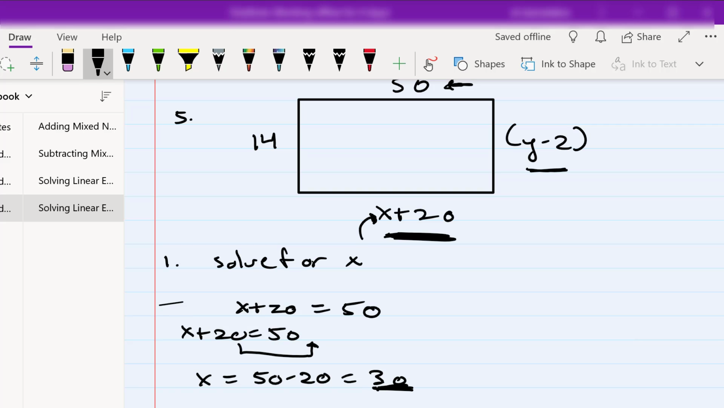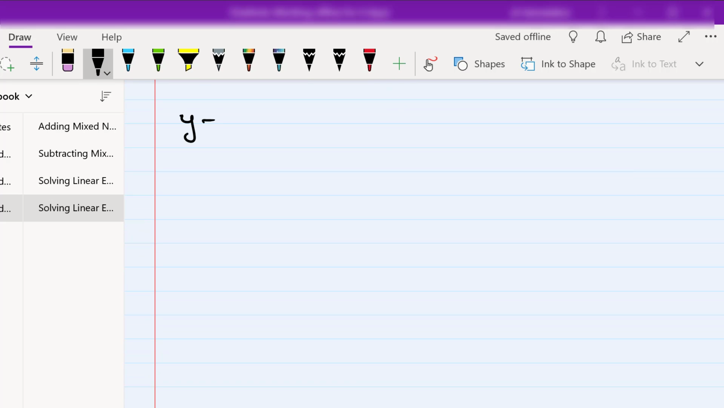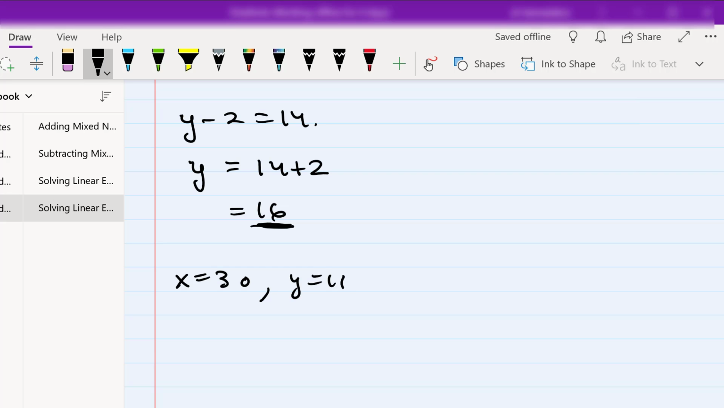Now, similarly, to solve for y, which is on this side, we can write another equation where y minus 2 is equal to 14. Let us write that out. Y minus 2 equals 14. To solve for y, we leave y on the left-hand side, and we move the minus 2 to the right-hand side. When it moves to the right-hand side, it becomes plus 2. So we have y equals 16 units. Therefore, we can say that x equals 30 and y equals 16.